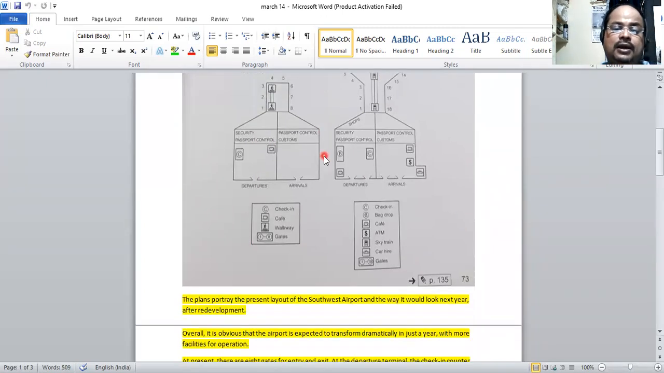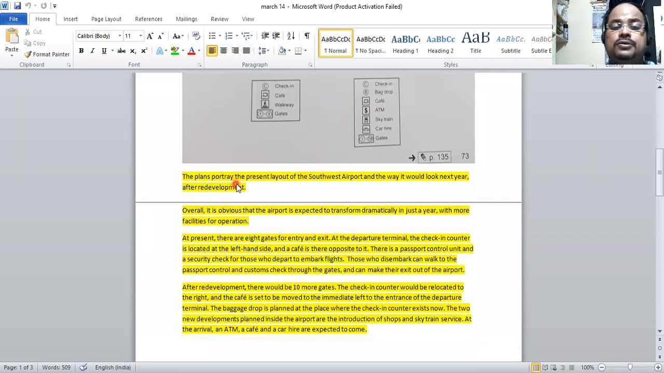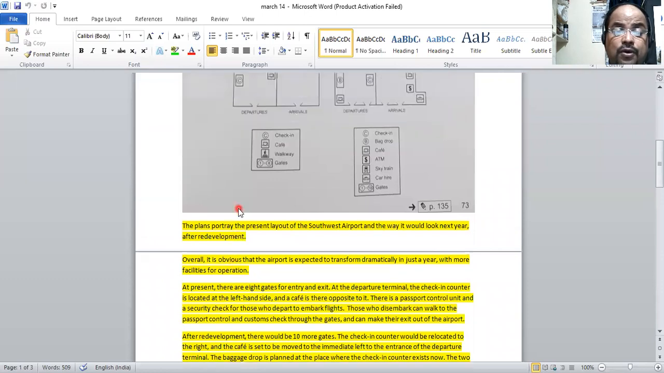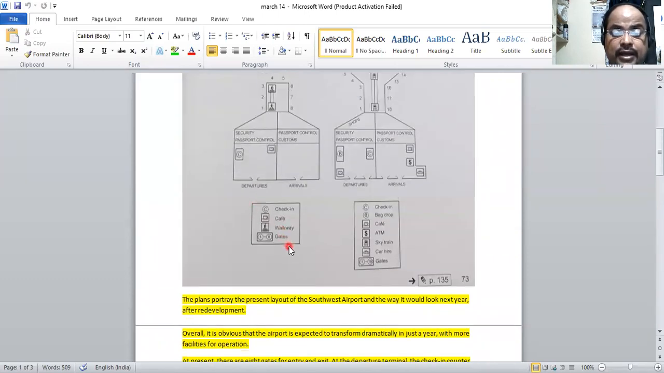So let us see in the introduction, what is the picture and what is it about? The picture is the plans. It's a portrait, so it means to picturize the present layout. This is the present layout of the Southwest Airport, and how it would be looking next year is given here. Now when we see the overall, it is obvious that the airport is expected to transform dramatically.